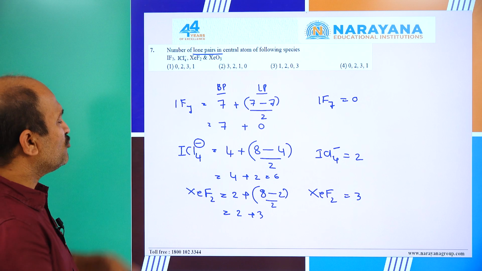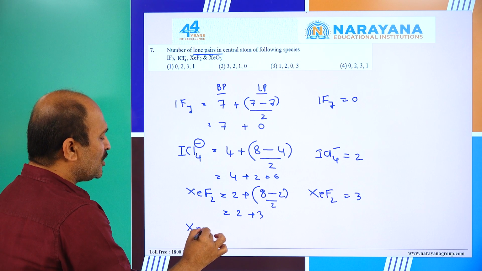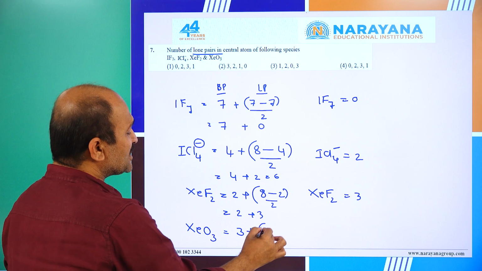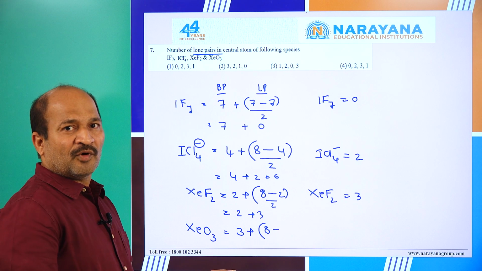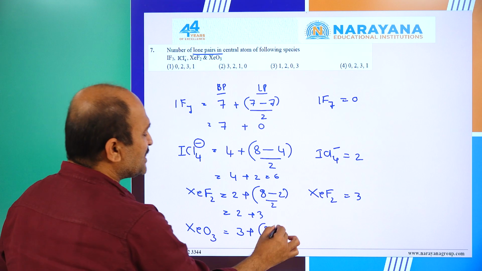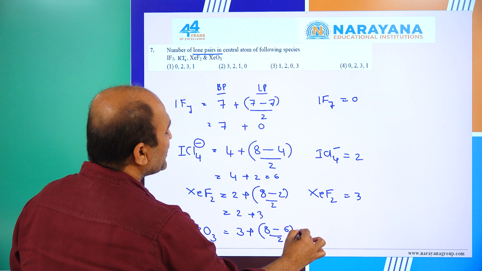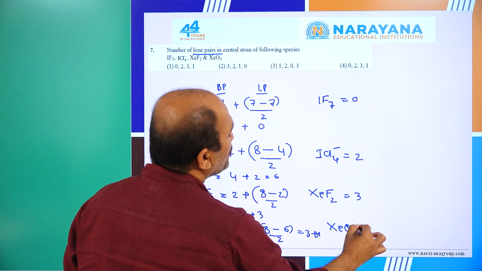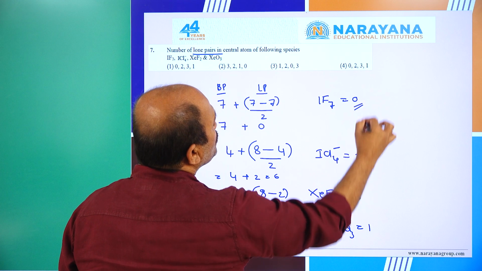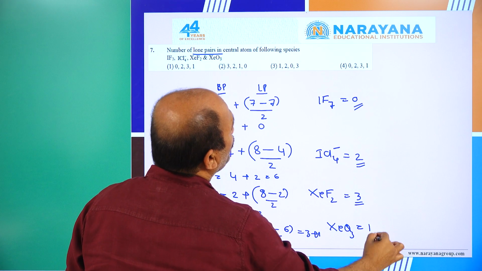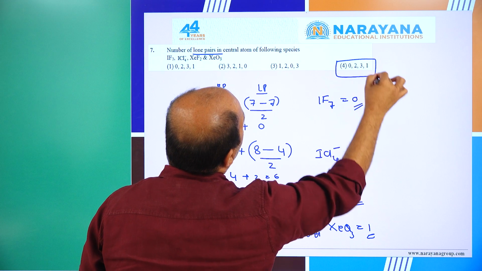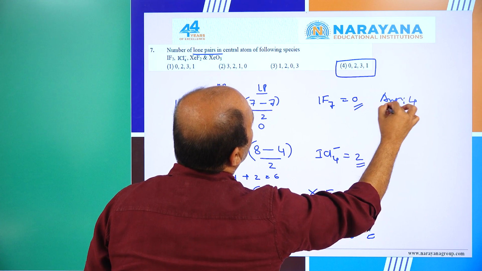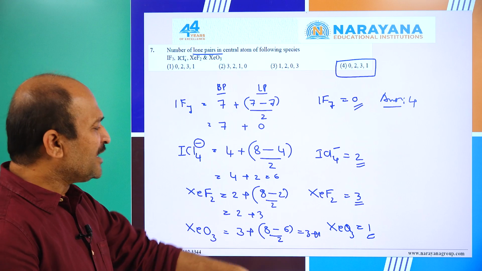And go for XeO3. Here the central atom is xenon, surrounded by 3 atoms, and xenon has 8 valence electrons, and oxygen makes a double bond. There are 3 oxygens, 3 twos are 6, by 2. So on simplification 3 plus 1. Based on this explanation XeO3 has 1 lone pair. So 0, 2, 3, 1. What is the right answer? For this question, the answer will be 4. Here the NTA is testing the student's perfection with this question. And go for the next one.